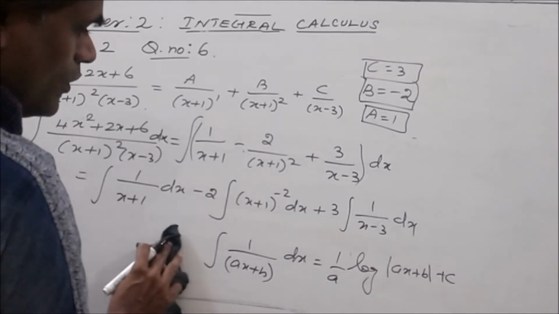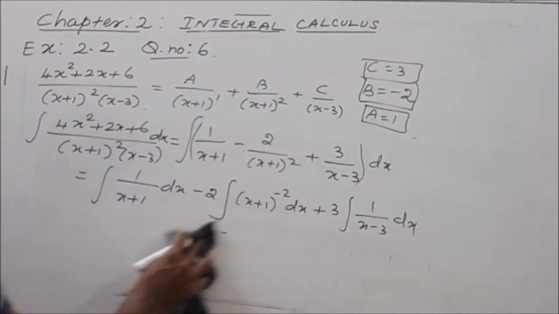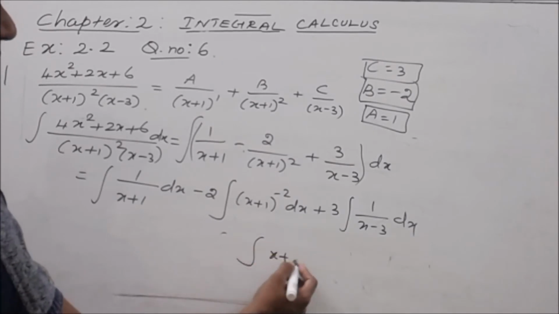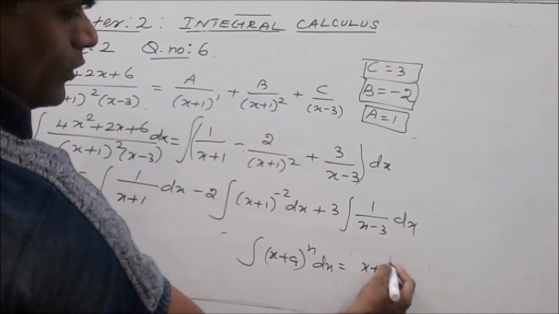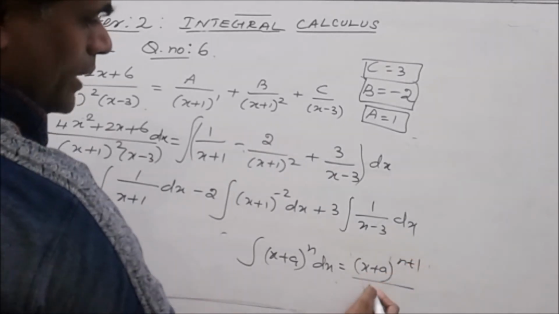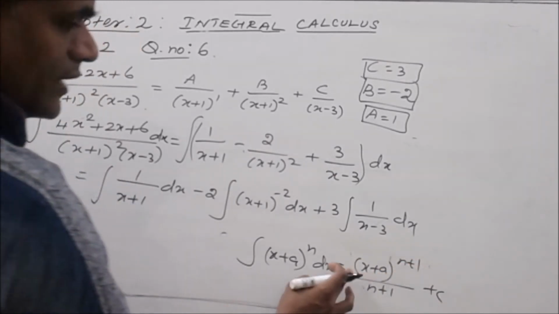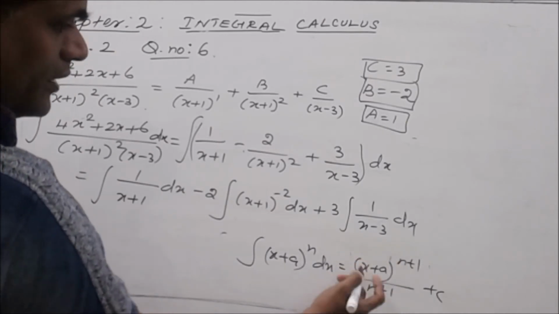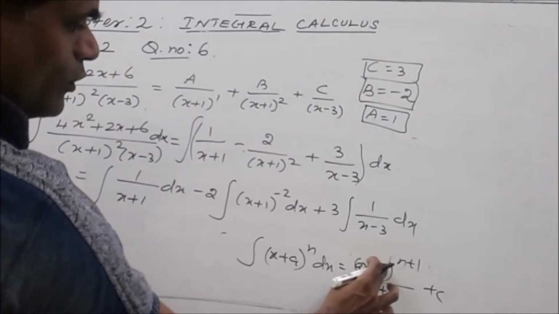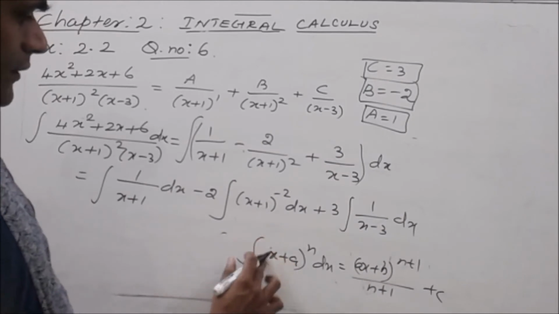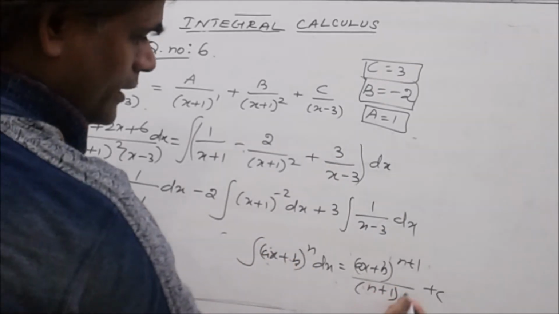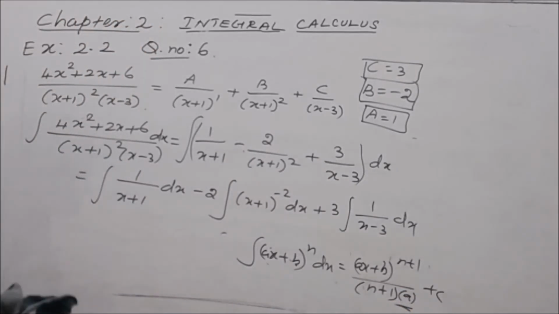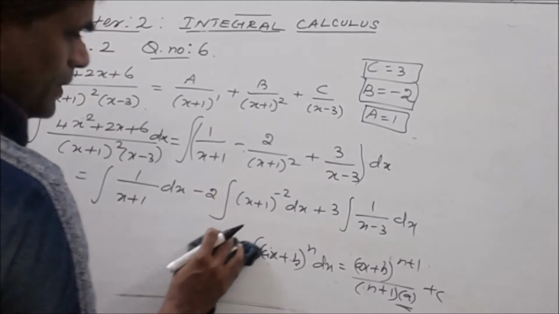And then the formula for x plus a whole power n is applied. The integral of x plus a whole power n dx is equal to x plus a whole power n plus 1 divided by n plus 1, plus c. We can take it as ax plus b or x plus a. If it is ax plus b whole power n, the value of a is multiplied here. The a means the coefficient of x. If it is other than 1, we should multiply. So these two formulas are applied here.